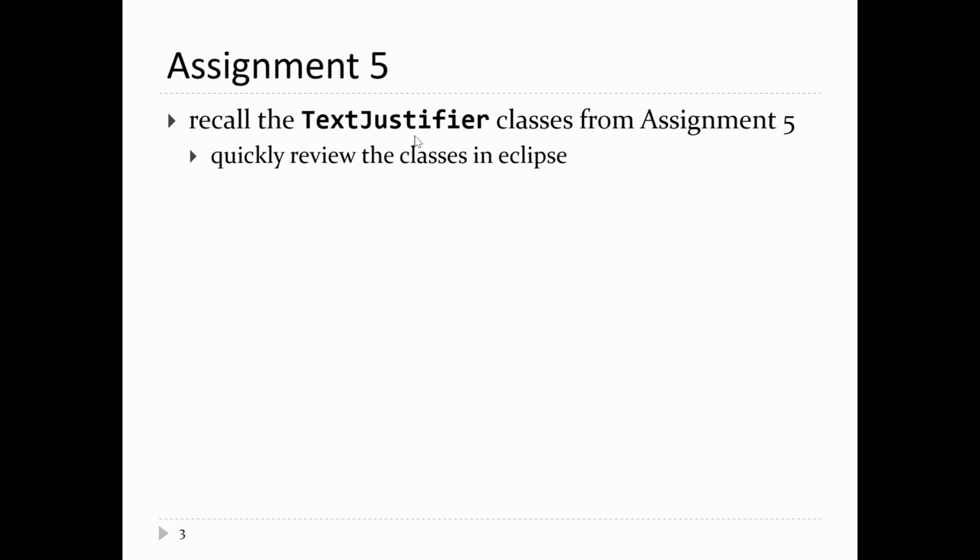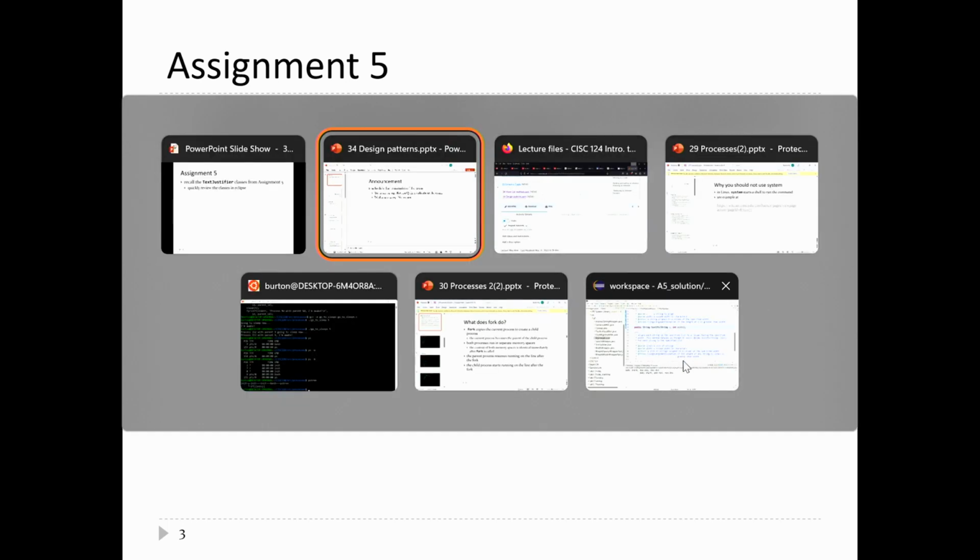So they came up to me and said, when you're using one of the text justifiers, you're making this object, but there's nothing in the object, right? So you're making a left text justifier and a right text justifier and a center text justifier. But it seems like there's no point to these objects because the objects don't have any state, right? So let's just quickly review what those classes look like in Eclipse.